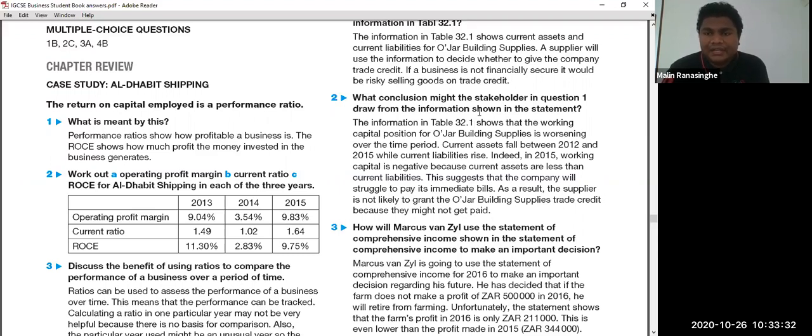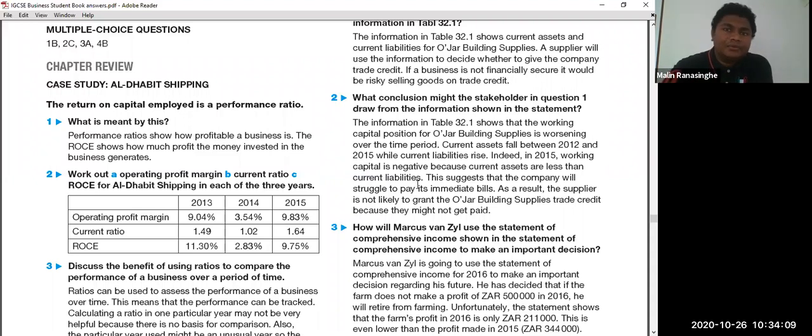What conclusion might the stakeholder in question one draw from the financial statements? As I told you, if I'm a supplier, my conclusion is it's not good to supply them. The information in Table 32.1 shows that the working capital position of OJA Building Supplies is worsening over time. Working capital, the current assets minus current liabilities, is actually bad. Current assets fall between 2012 and 2015 while the current liabilities rise. Indeed, in 2015, the working capital is negative because current assets are less than the current liabilities.